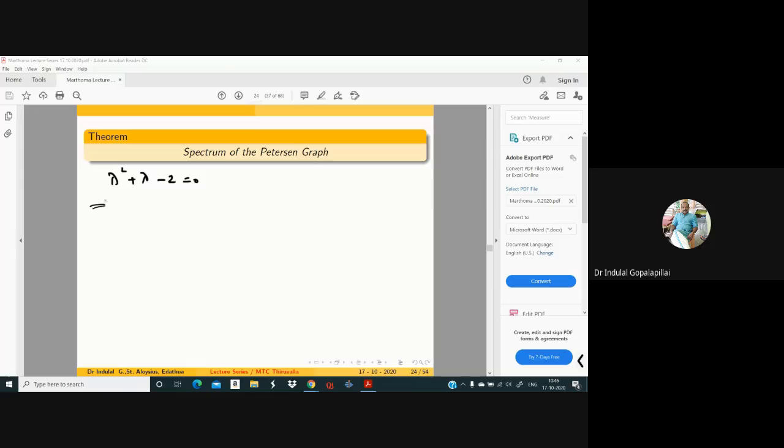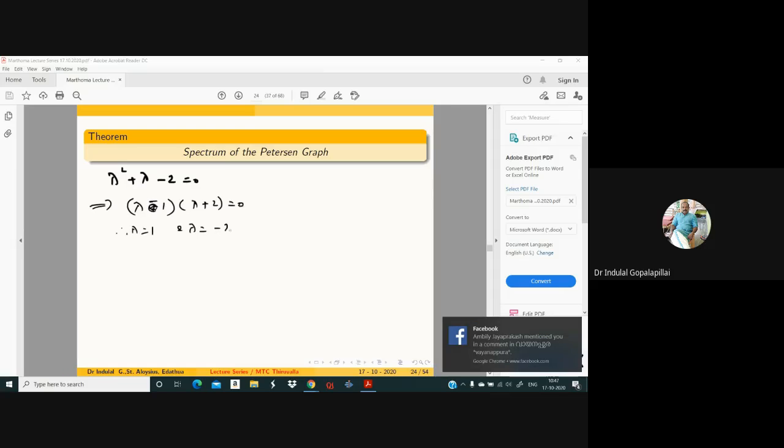So this implies (lambda + 1)(lambda - 1)(lambda + 2) = 0. This is the factorization of lambda^2 + lambda - 2 = 0. Therefore, lambda = 1 and lambda = -2 are the other two eigenvalues of the Petersen graph.